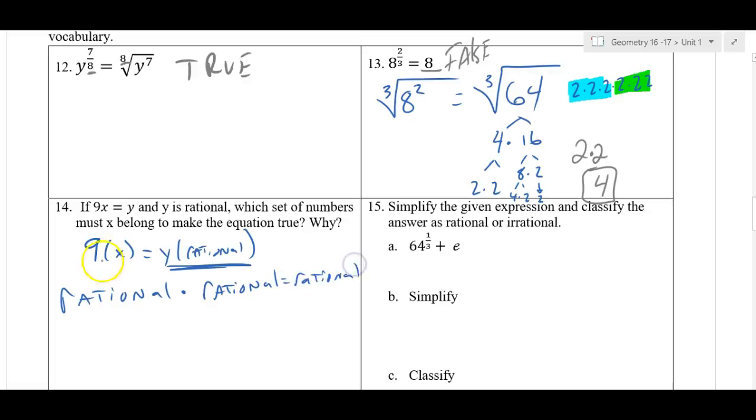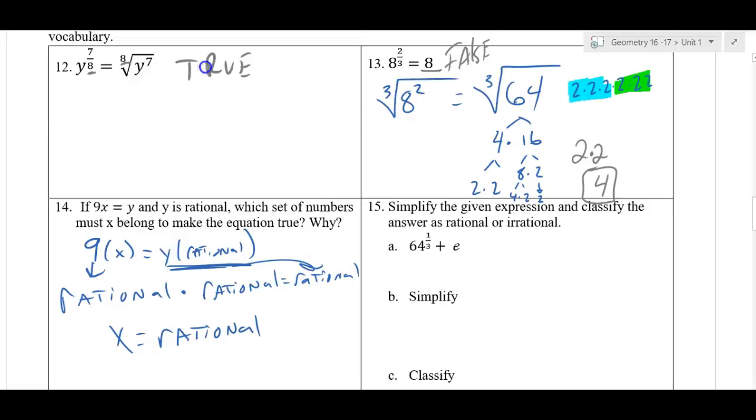So since that's the case, 9 is definitely a rational number because it's a whole number, and they told us y is rational. That means x has to be a rational number. If we change the solution to say irrational, then x would also have to be irrational.